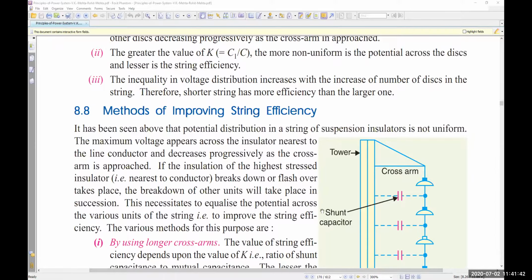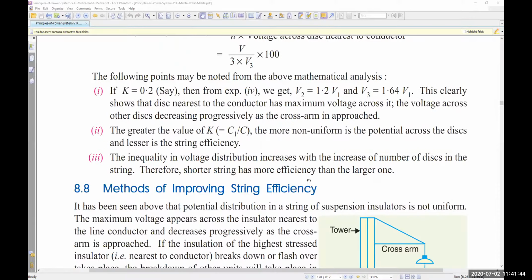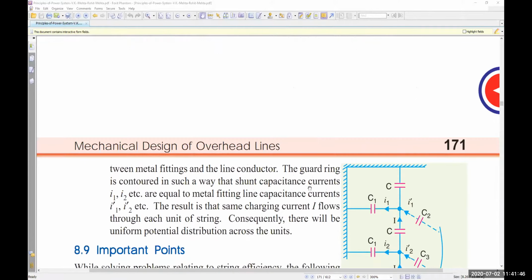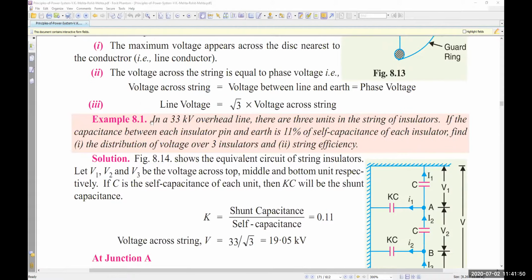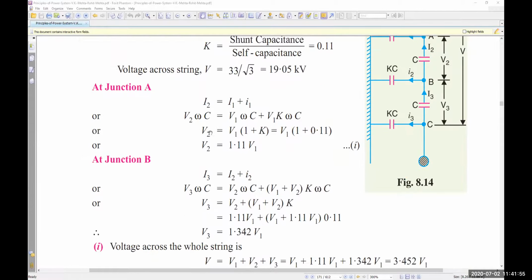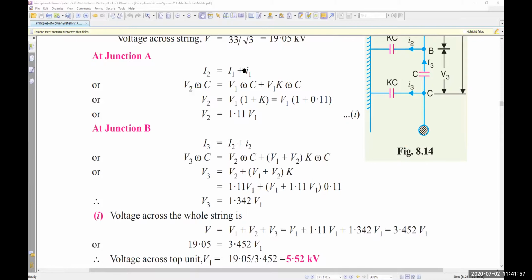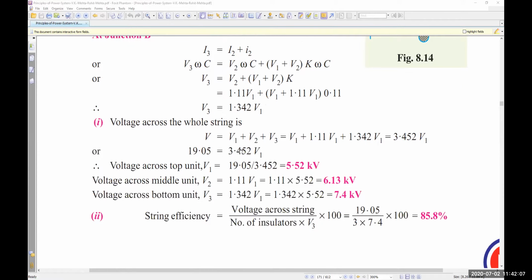Today, we are stopping here. I'm going to give you one small task. Solve math number 8.1. See how to solve it? Exactly like what you did. At junction A, I2, I1 plus I1. Junction B, I3 plus I2 plus I2. Like that. Okay? Okay, sir. Solve these at home. This is your work. Can you do that? Yes, sir.